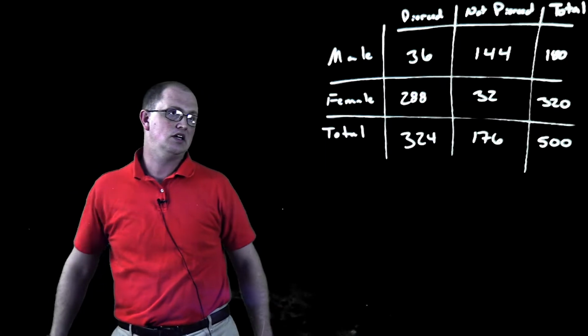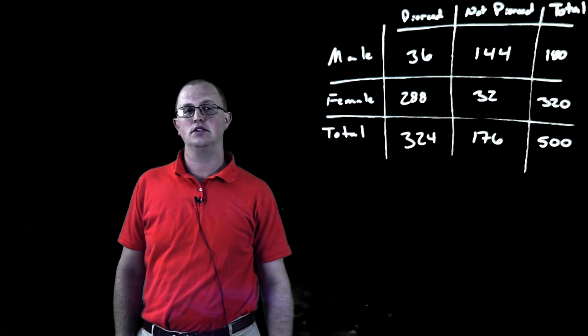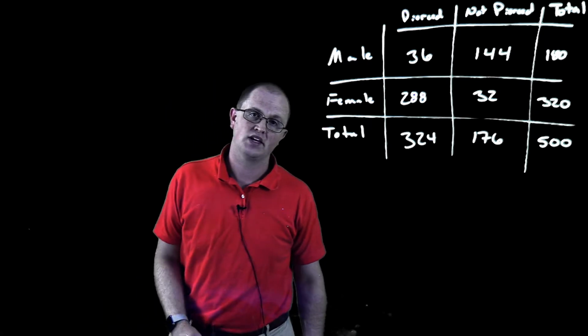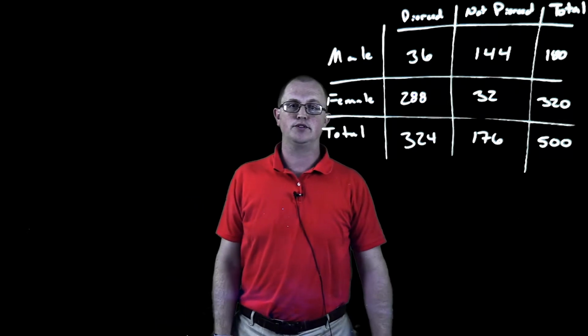So today we're going to talk about conditional probability. To do that, I first need some data. All right. So now that we have our data, let's talk about what this means. This is what's called a two-way table.